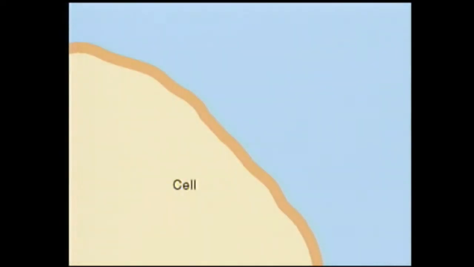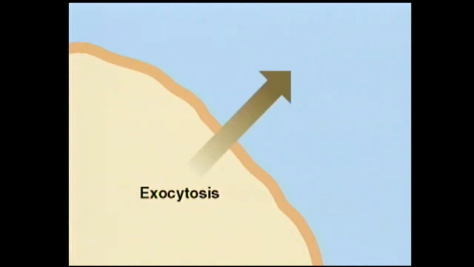Cells can move large particles across the cell membrane by bulk transport. Bulk transport into the cell is called endocytosis. Bulk transport out of the cell is called exocytosis.